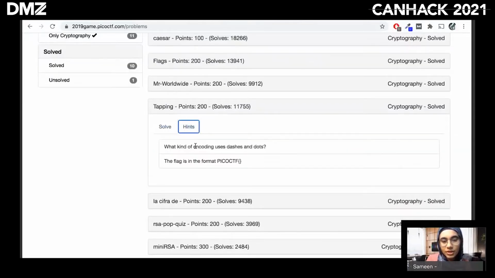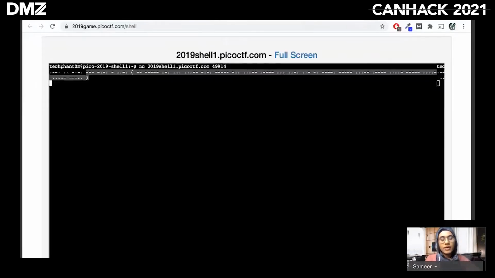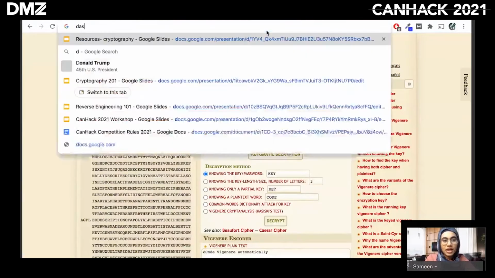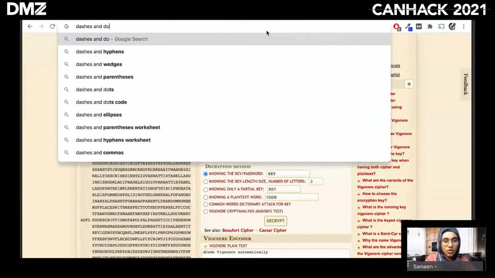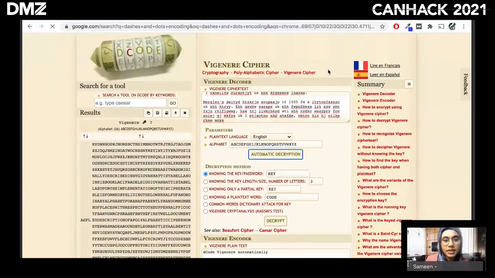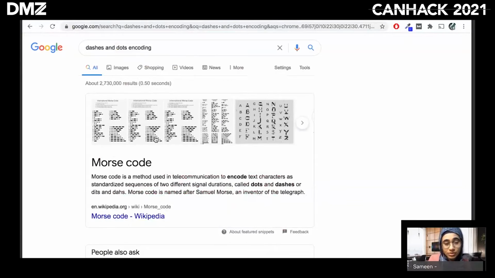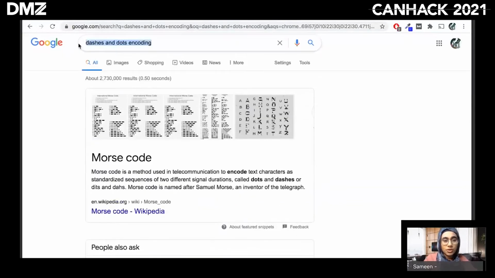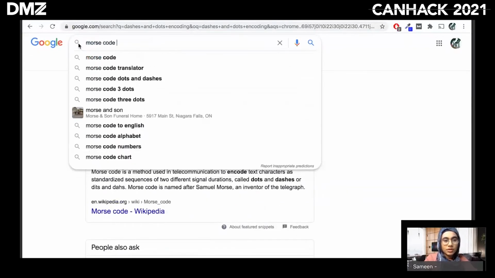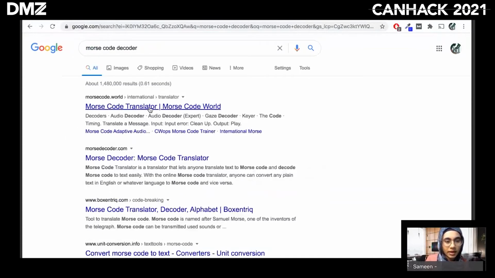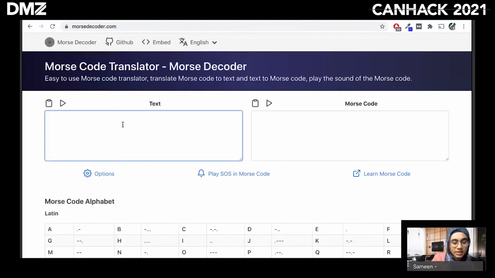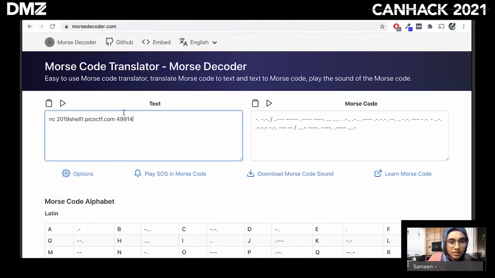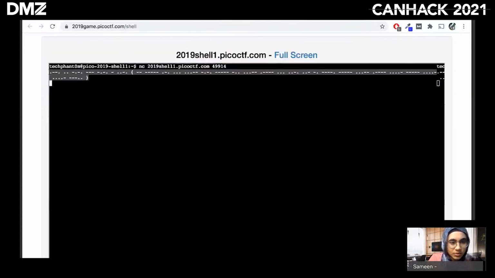What kind of encoding uses dashes and dots, and the flag is in the format picoCTF? So how I would approach it is I would search dashes and dots encoding and see what comes up. And I see Morse code, so I'm going to try to find a Morse code decoder. Let's use this one right here. Let's just paste that. Oops, that's not what is supposed to happen.